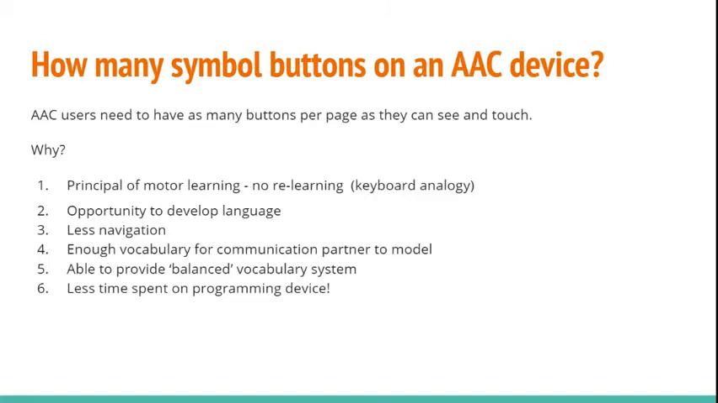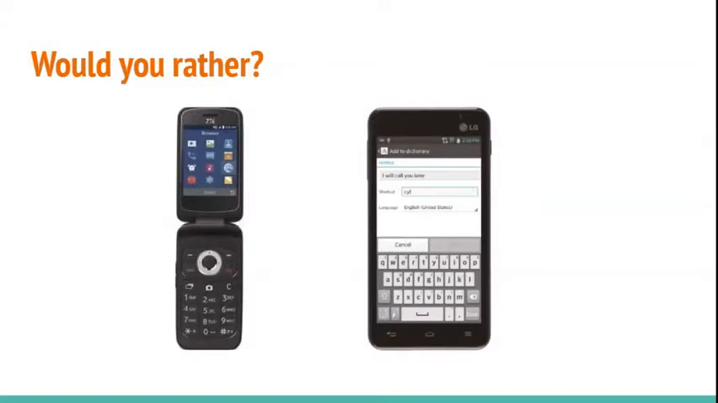So it is better to start them with more buttons on a page so that we do not have to change their layout. Another benefit to having more buttons and not less is that you will need to do less programming on the device because the vocabulary will already be available. Here's an example of fewer buttons versus more buttons. Would you rather send a text with a flip phone where you have to press the number button 2 or 3 times to get to a letter, or would you rather use a smartphone using a full keyboard?